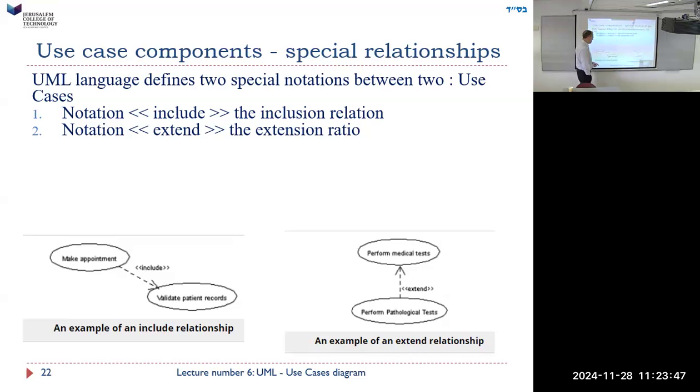Now, what's confusing is the direction of the arrows. Why not just draw them both with the arrows in the same direction? Put the make an appointment down here, and then put the validate patient records up there.